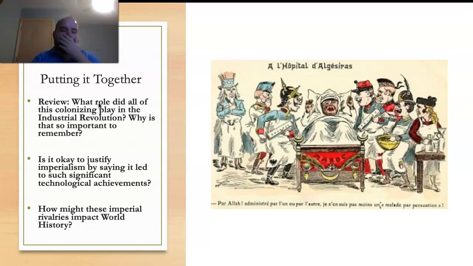But yes, as you might remember from last week, and as I've talked about earlier this week as well, this colonizing essentially gave the Europeans the resources and the power they needed in order to have the Industrial Revolution happen in the first place and to help it continue.